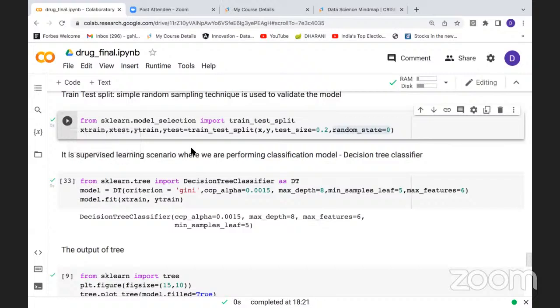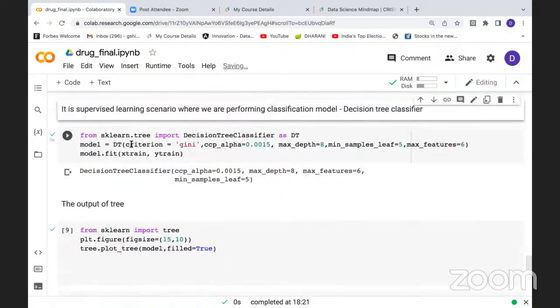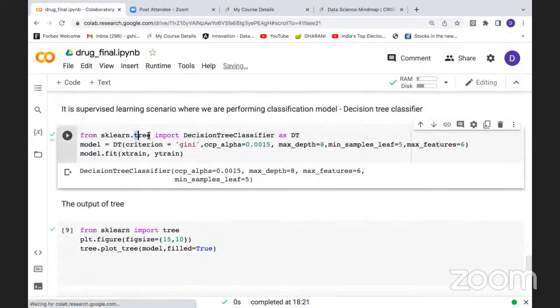It is a supervised learning scenario where I am using a classifier. So how is the classifier applied now? From sklearn.tree, you are importing DecisionTreeClassifier as DT. So this is a one man show, as I told you. sklearn has all the machine learning algorithms which we use repeatedly.